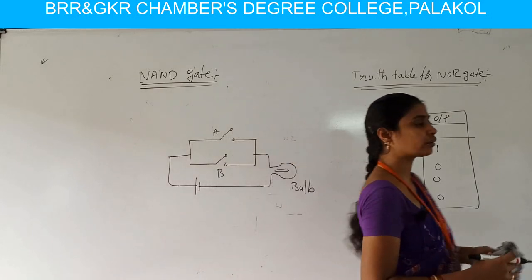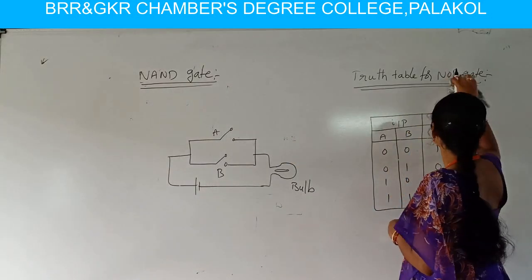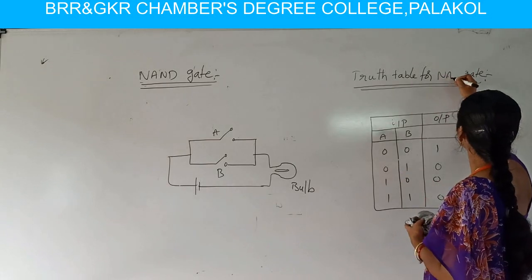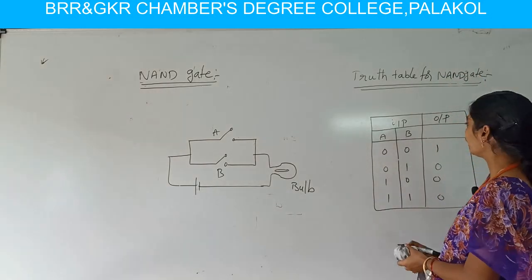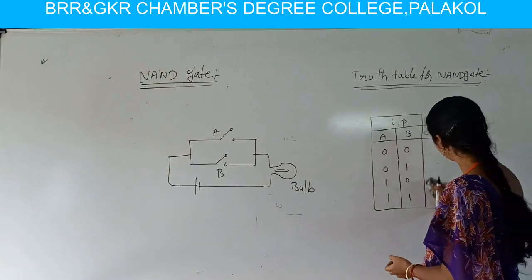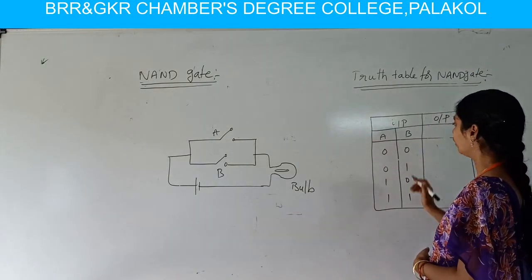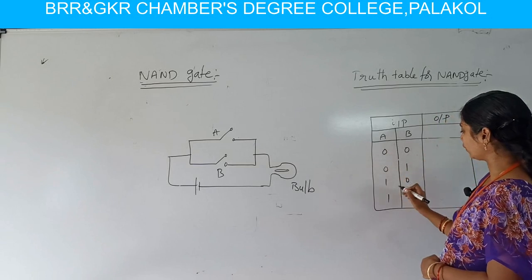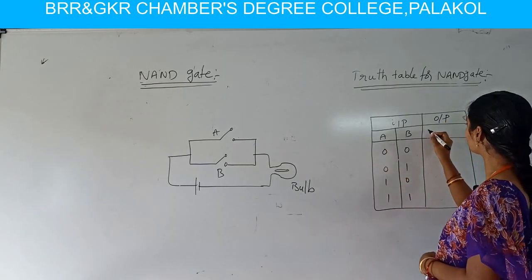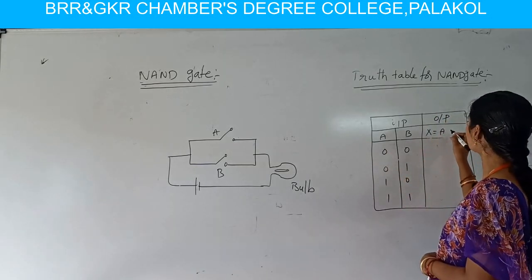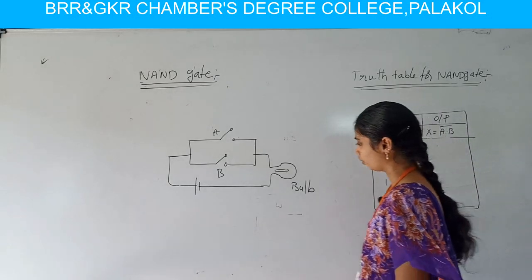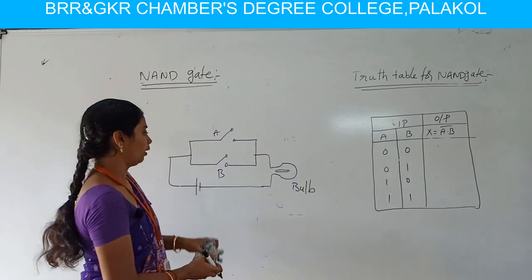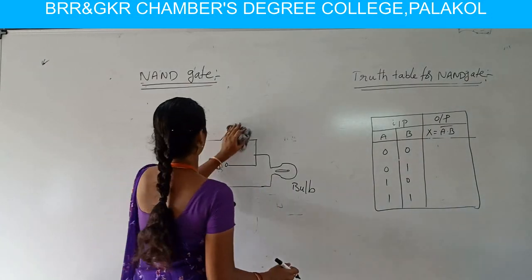For constructing the truth table for the NAND gate, we consider A and B as inputs, and the same as in the NOR gate: 0 0, 0 1, 1 0 and 1 1. But the operation is X is equal to A dot B whole bar, since this is a NAND gate. So for this we consider the cases as follows.